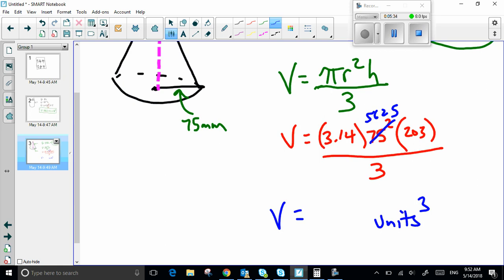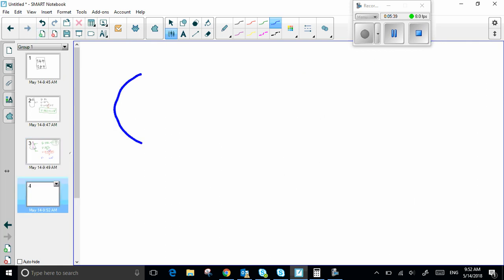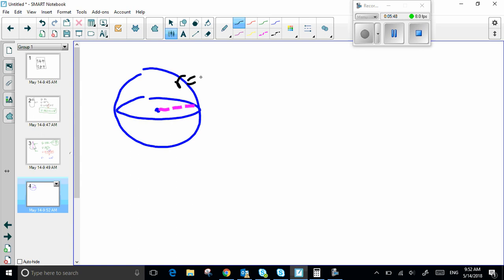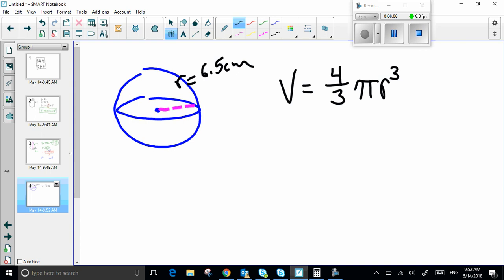I'm going to stop it after this, and you guys will go on to video number 2. The last one is a sphere, and for the sphere, let's say the radius is 6.5 centimeters. The volume of a sphere is 4/3 pi times the radius cubed. Okay, 4/3 times pi times the radius cubed.